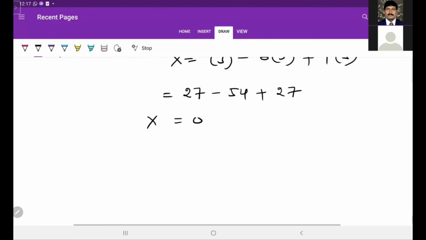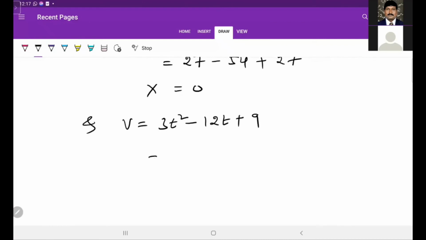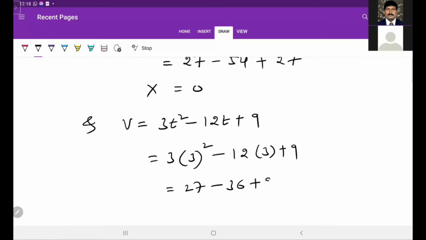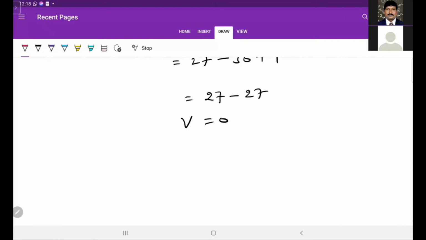What about velocity? We know already, velocity also 0. Even if you substitute in the velocity equation, you again get 0. Velocity 3t square minus 12t plus 9. This is our equation. So 3 into, in place of t, substitute 3. 27 minus 36 plus 9. So 0.